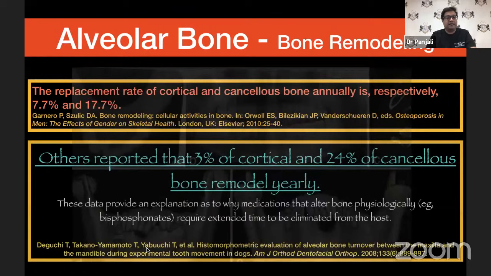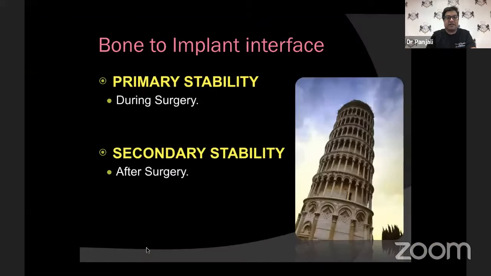So here we see some other reports have been published, and some people say that it is 3%, sometimes it says 7% in cortical bone, and then 24% in the cancellous bone. And this is probably one of the reasons why it takes so much time to eliminate the bisphosphonates that the patient is taking from the body. And as you know, it can take up to 10 years to eliminate bisphosphonates from the body.